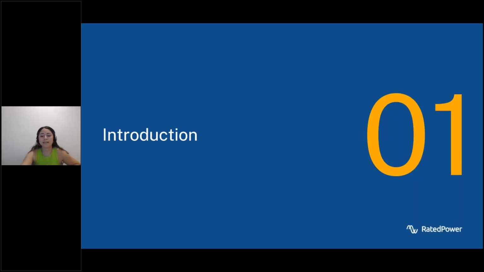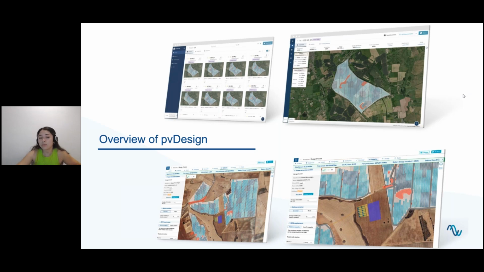So let's first start by presenting our tool, pvDesign. pvDesign is a cloud-based software that allows you to pre-dimension your utility scale ground-mounted PV solar plant, and it can help you to optimize your PV plant system, including a probabilistic study component. With pvDesign, users can efficiently plan, simulate, and analyze PV projects of various scales and complexity while considering the uncertainties associated with solar resource data and energy yield estimates.